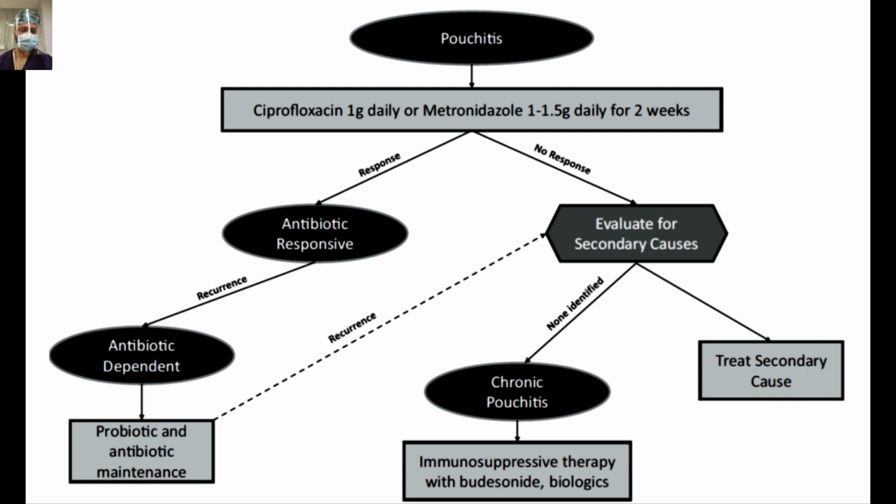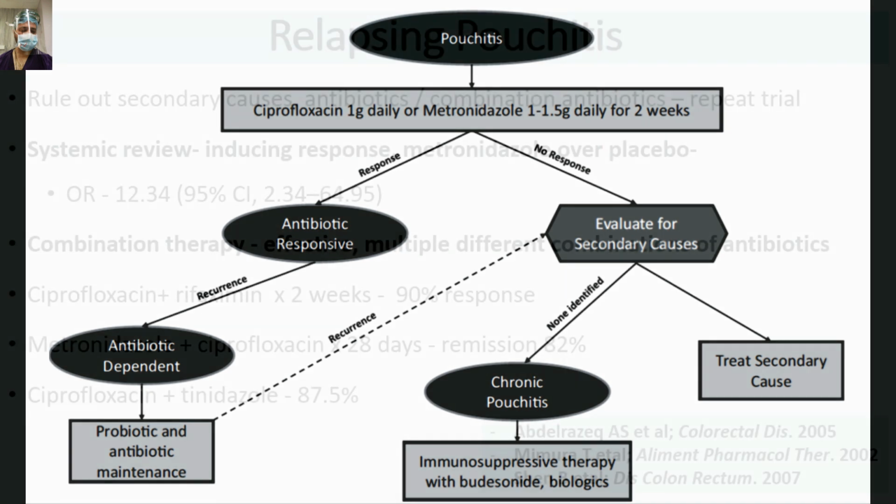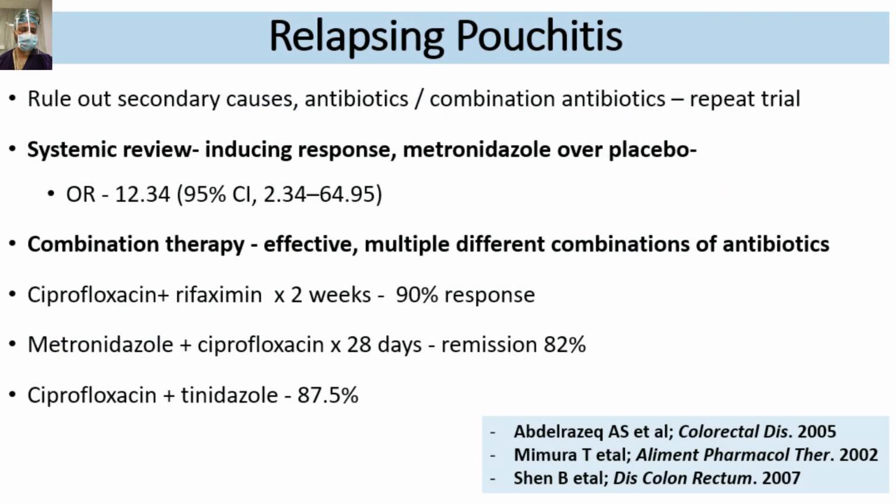If after the initial course of antibiotic there is no response, then always evaluate for the secondary causes. If one is found, like ischemia or pouch stenosis, then treat that cause accordingly. Or if there is none identified, then this patient will end up with chronic pouchitis. Then we have to look for alternatives like immunosuppressive therapy or budesonide or biologicals. If the patient has a relapse after the antibiotic course, like more than 3 relapses in a year, then this is a patient of relapsing acute pouchitis.